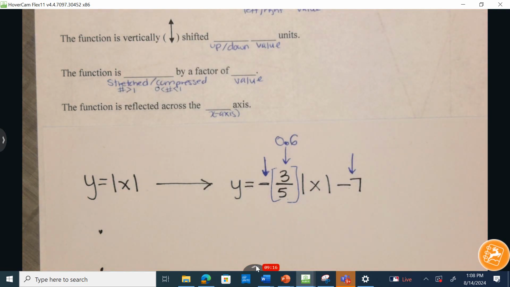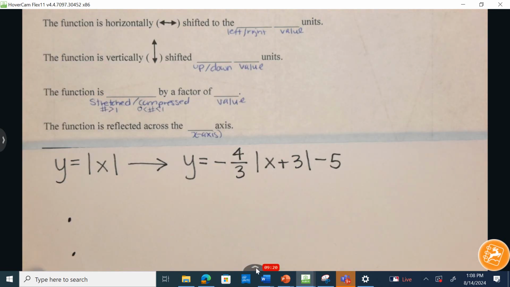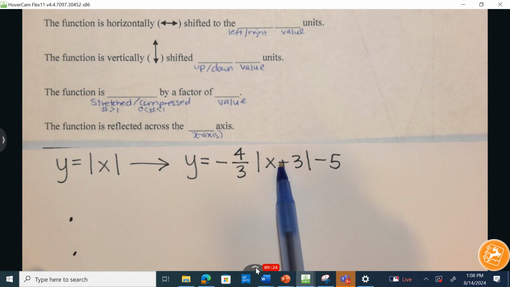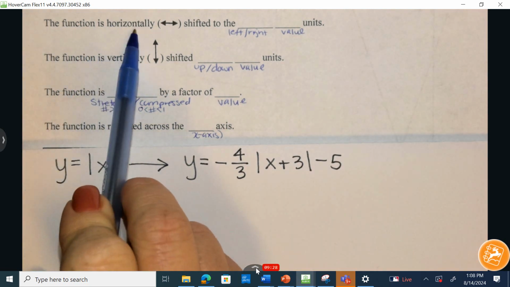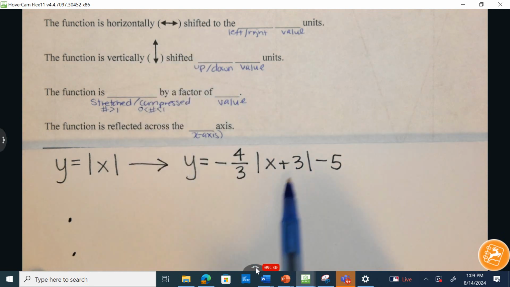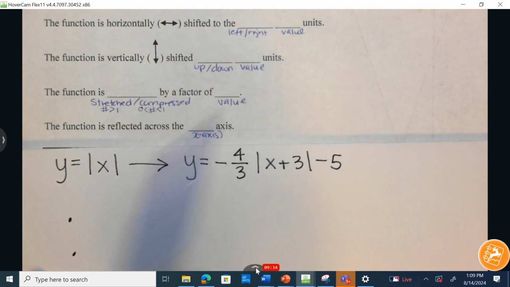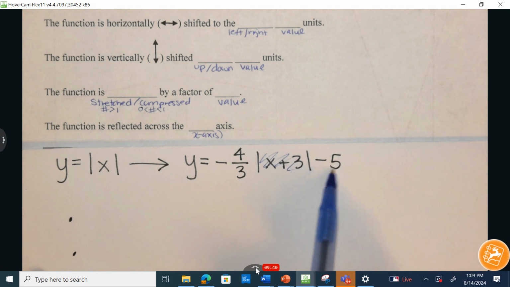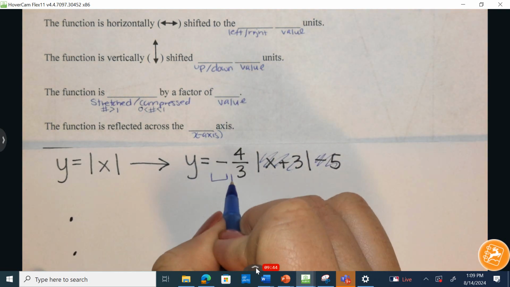Let's look at the fifth. There are 4 different things we have to talk about here. The first one is I do see a horizontal shift. So in that first bullet point I'm going to write, the function is horizontally shifted to the left 3 units. The function is vertically shifted, it tells the truth, down 5 units. These are 2 separate things.